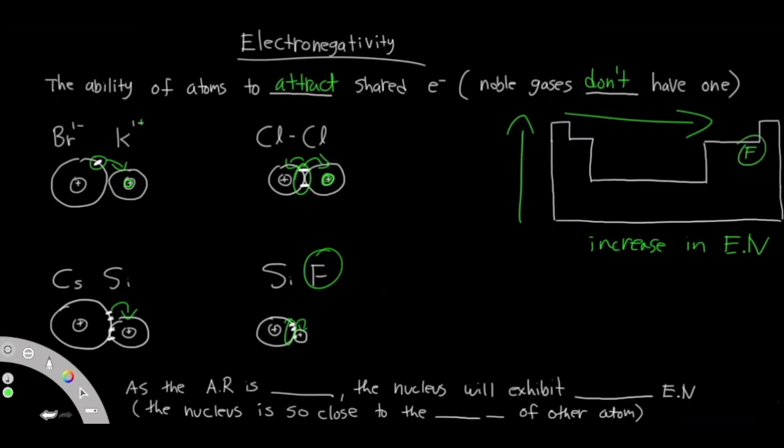As you can see, it follows a trend. As the atomic radius is smaller, the nucleus will exhibit higher electronegativity. The nucleus is so close to the valence electron of the other atom. This is why it's able to exhibit such a high electronegativity.